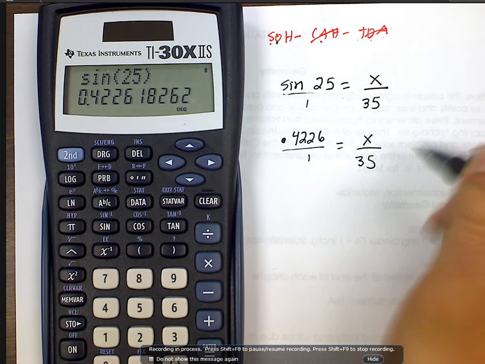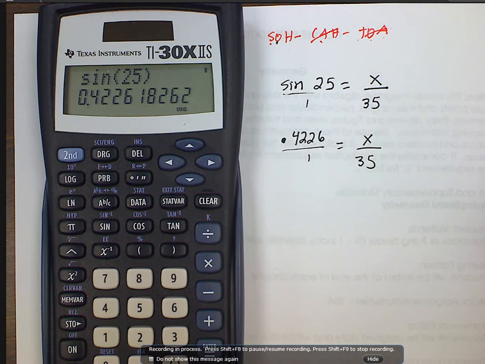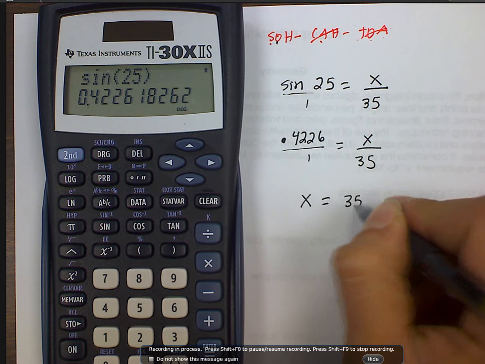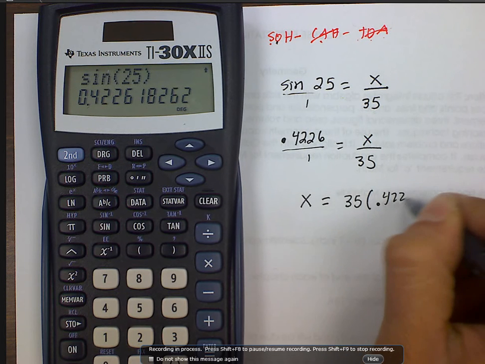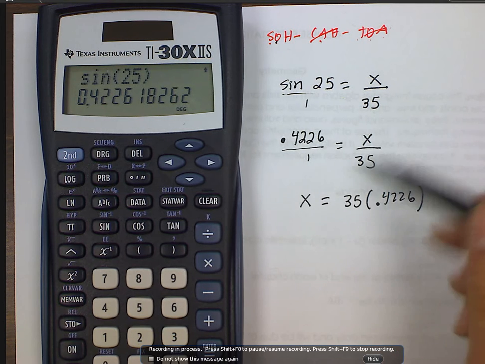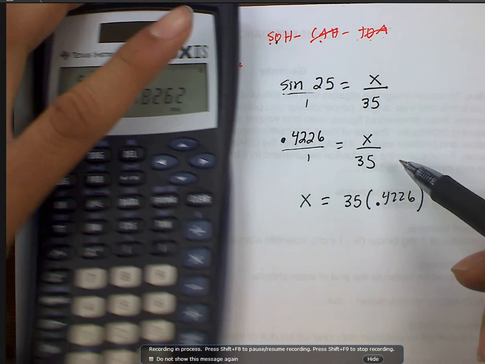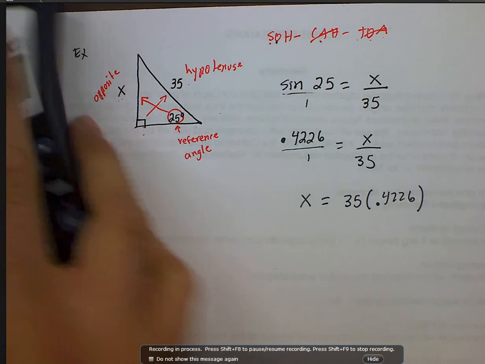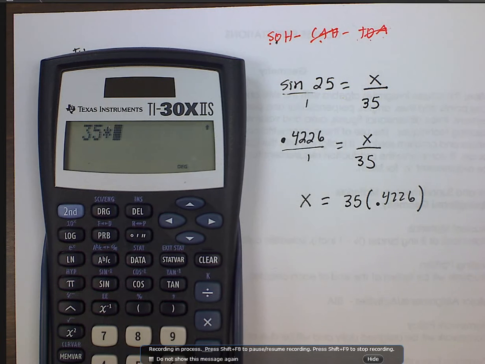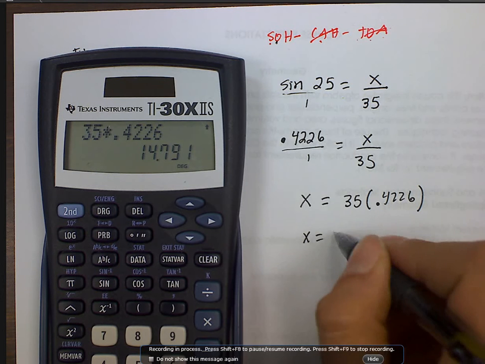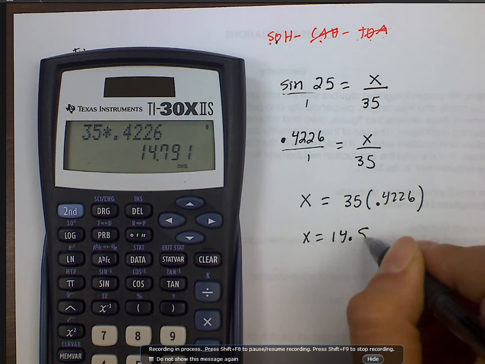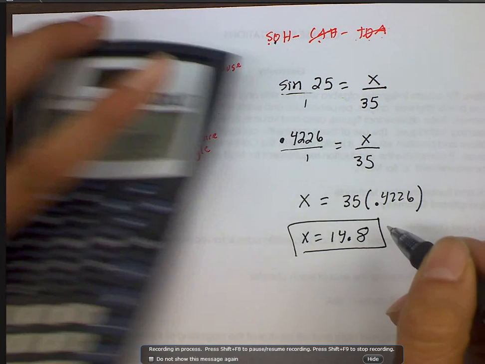So then all we have to do is cross multiply. 1 times x, you get x. And then we multiply 35 times 0.4226. The reason we're able to do that is because of similar triangles and ratios. So we do 35 times 0.4226, and we get an answer for x, which is 14.791. You can round it to 14.8, and there is your answer for x.